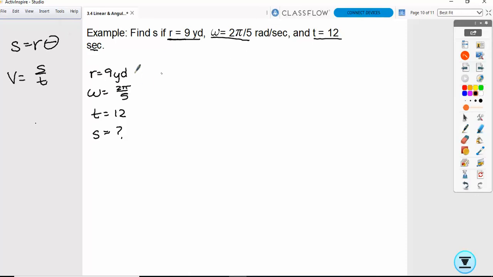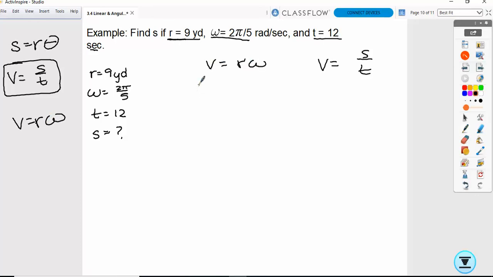Well, yeah, we'll have to get to that in a minute. So you're saying use V equals S over T and find V first? So we want to use V equals S over T, but I need to find V to get that. So the other formula with V is V equals R omega. So let's start there.